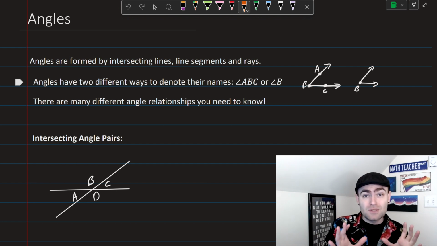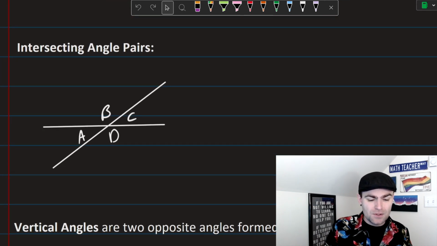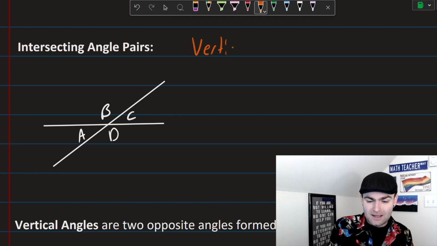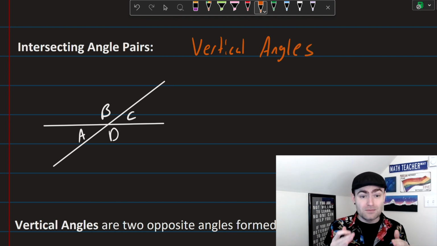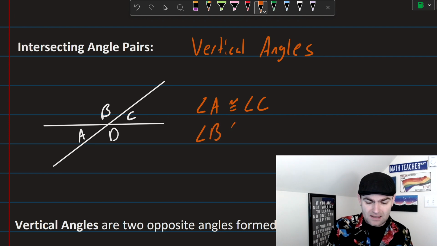There are some angle relationships that you need to know. The first one is when you have intersecting lines. You can call them intersecting angle pairs. In my classroom, we call them vertical angles. Basically, angles across from each other in an intersection. As long as the two lines intersecting are straight, then the angles across from each other would be equal, or congruent. So we would say that angle A is congruent to angle C, or we could say that angle B is congruent to angle D.